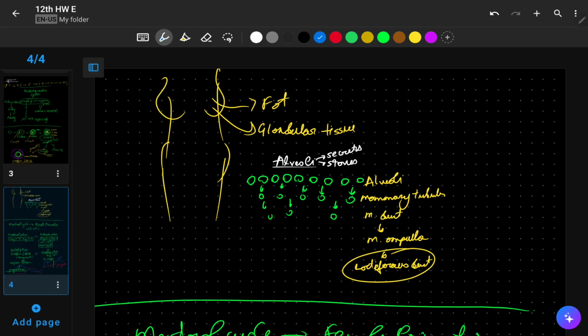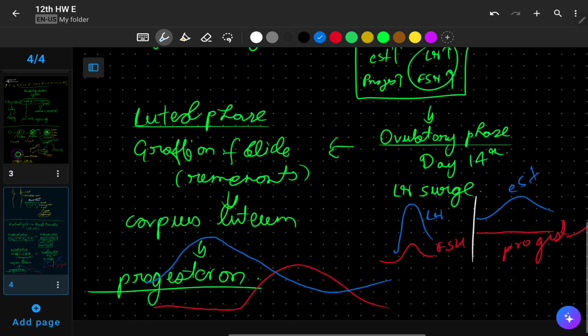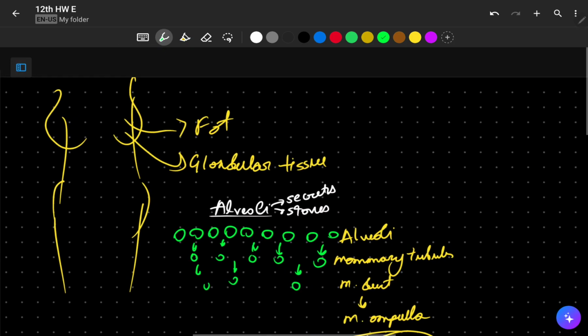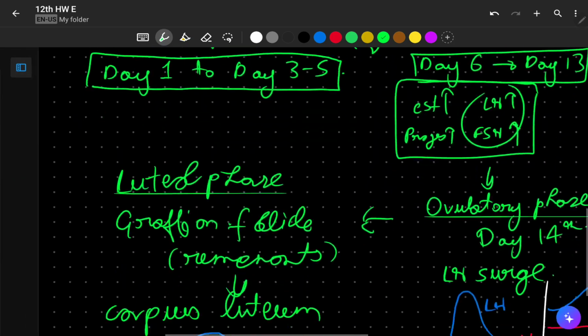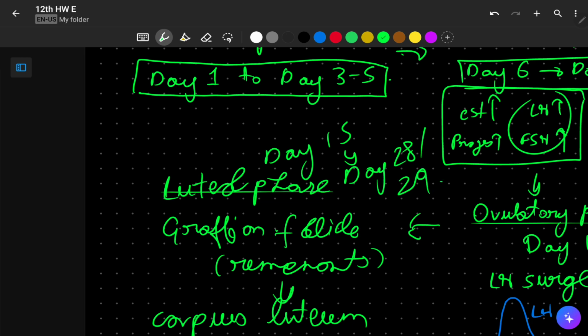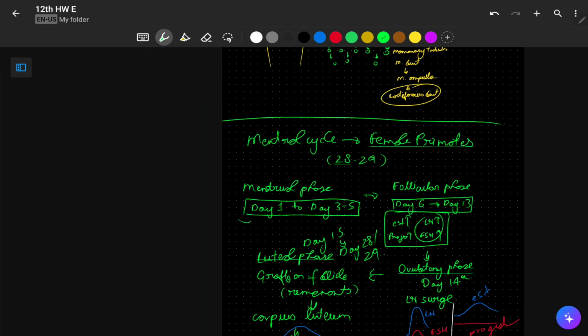And then let me just tell you one last thing. The luteal phase is from the start of the next day after the ovulatory phase, so from day 15 to day 28 or 29, and then the whole cycle will begin again.